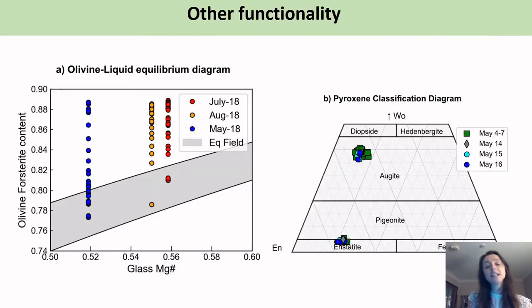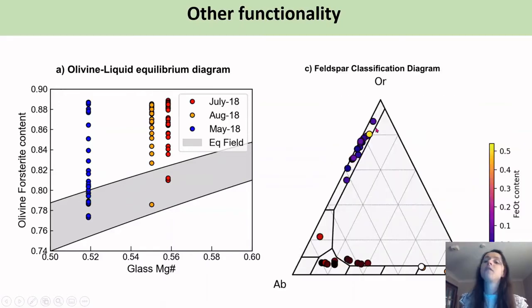Some other functionality, as well as doing thermobarometry, it also makes a series of plots you might want when investigating mineral compositions generally. So you can easily make an olivine liquid equilibrium diagram with various options for the olivine KD. You can plot pyroxene compositions on a ternary diagram. You can plot feldspar compositions on a ternary diagram, and there's many more features which you'll all find described in that read the docs page.